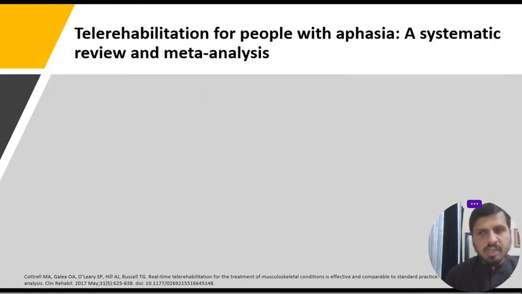Post-stroke aphasia is a major issue, and there is always an issue with access to speech and language therapists. I'm not sure about Indonesia, but at least in developing countries like Pakistan, we don't have many speech and language pathologists available. They are only concentrated in larger cities, and many patients with stroke who have aphasia are unable to go to them and get their services. So if you can offer telerehabilitation-based speech therapy, it's going to improve the outcome.